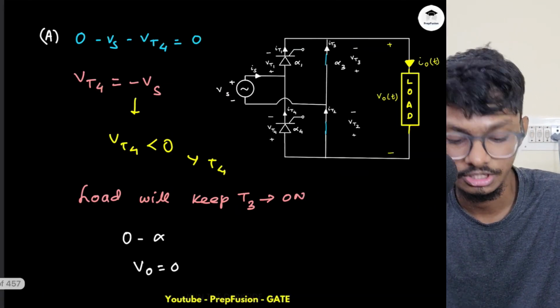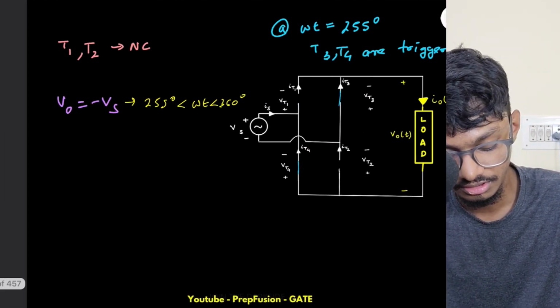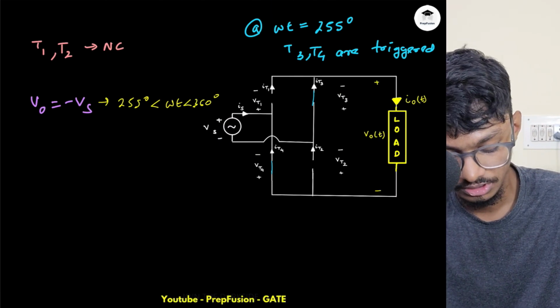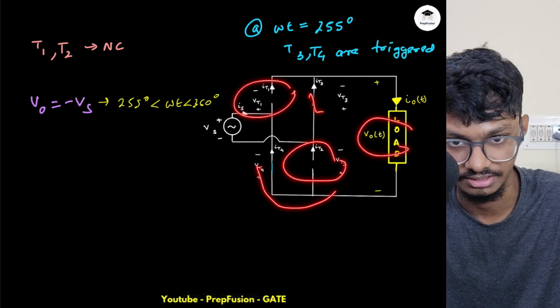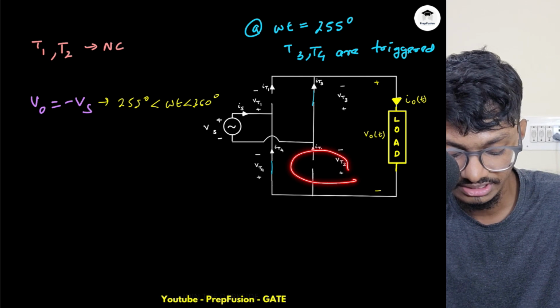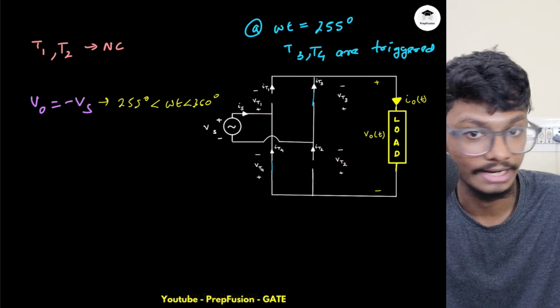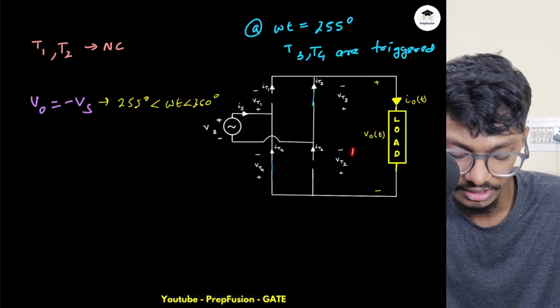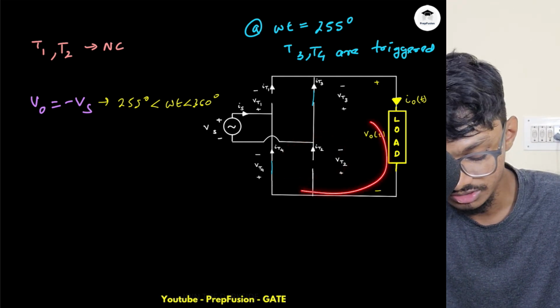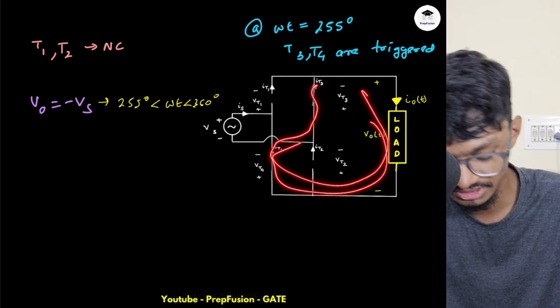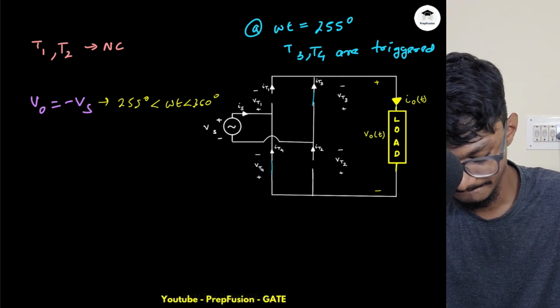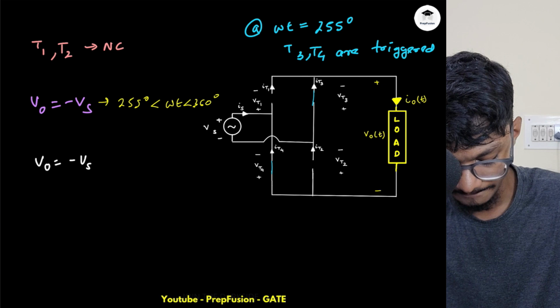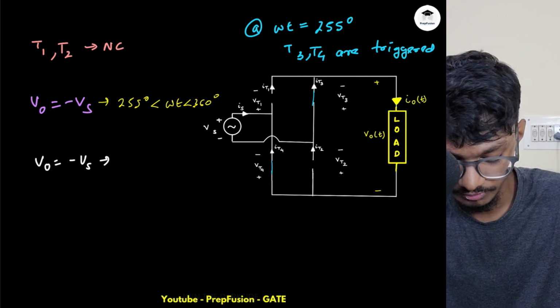So if there is continuous conduction, this inductor will obviously try to keep a few SCRs on. It will try to keep these SCRs on, because it is not possible for me to turn on these other SCRs. Why? Because these SCRs need forward voltage triggering, and I am not triggering them, hence they will not turn on. This will keep these SCRs on. If these SCRs are on, my VO, output voltage, will still be minus VS.